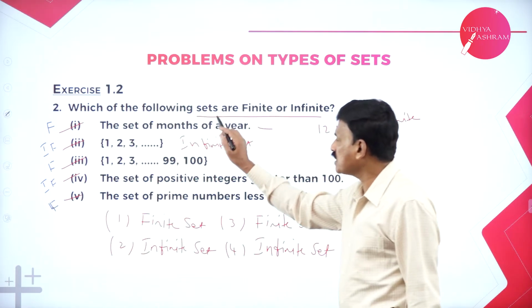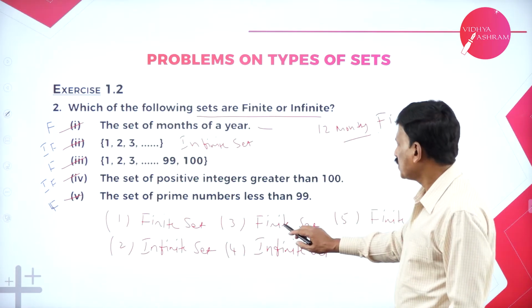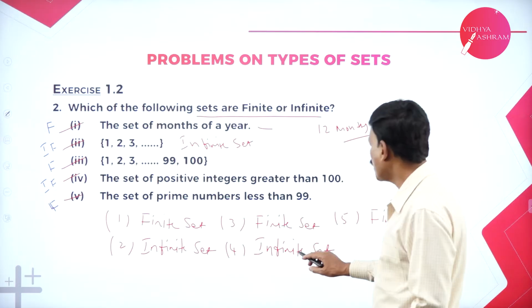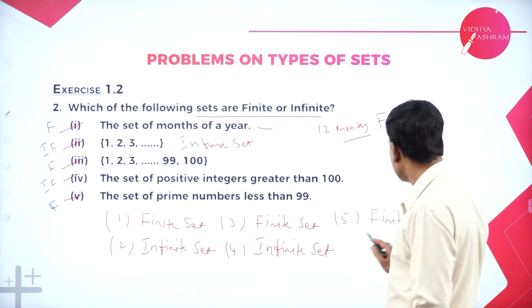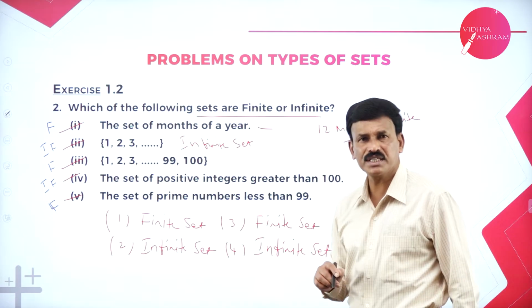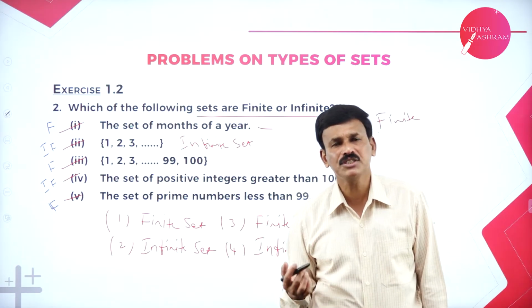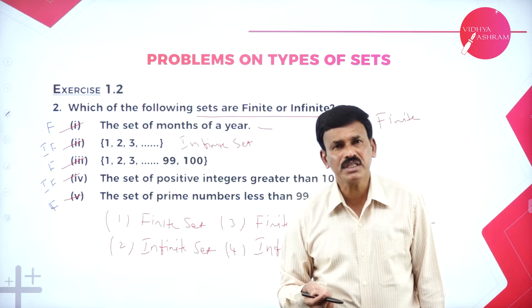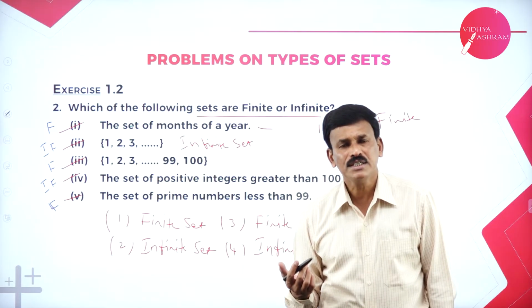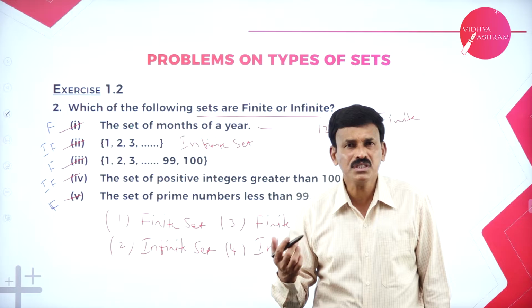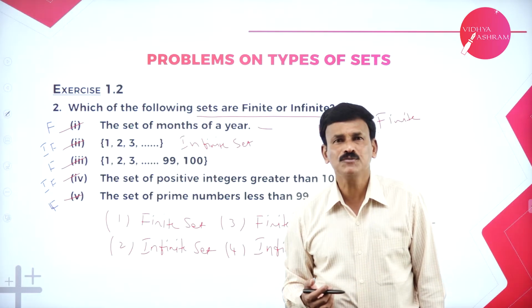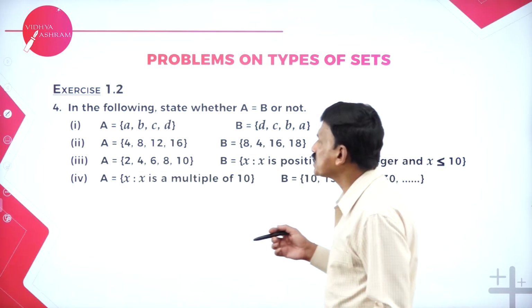So, the first one is finite, the second one is infinite, the third one is also a finite set, the fourth one is an infinite set, and the last one is a finite set. If the number of elements is finite, then it is a finite set. If there are an infinite number of elements, then it is called an infinite set. That is according to the definition of finite and infinite sets. Let us come to the next concept.